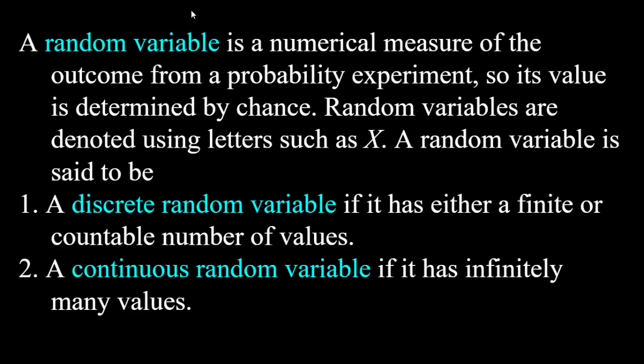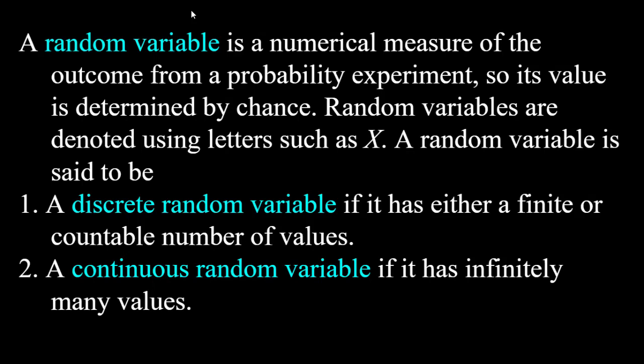We will now be moving on to Unit 3, and this is our introduction to Chapter 5. Just as a reminder, a random variable is a numerical measure of the outcome from a probability experiment, so its value is determined by chance. Random variables are denoted using capital letters, such as X.